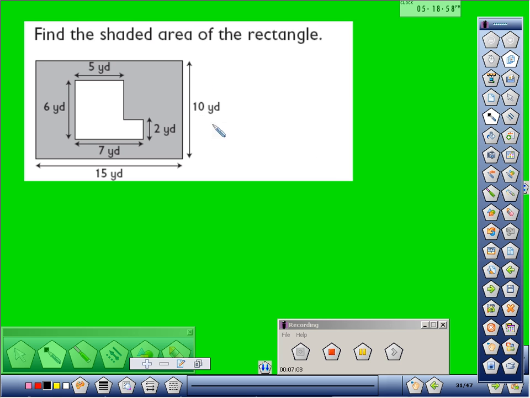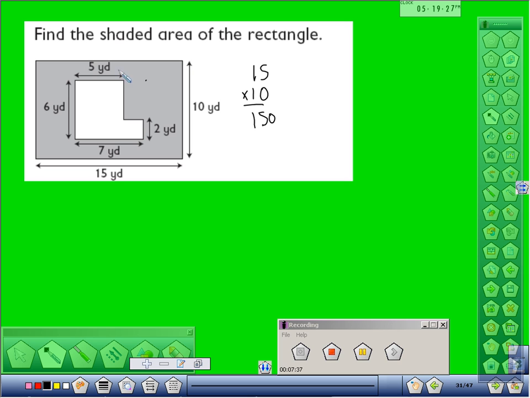Now we go on to this one. It's a little bit more difficult. Find the shaded area of the rectangle. So they want the shaded in area. They do not want this area in the middle. But look, they give me this whole length. They give me the whole width. So of course, I want to find the area of the whole thing first. Then I want to subtract out these small rectangles. So I'm going to start off, I'm going to go 15 times 10, which is 150. So I know the whole thing is 150 yards squared.